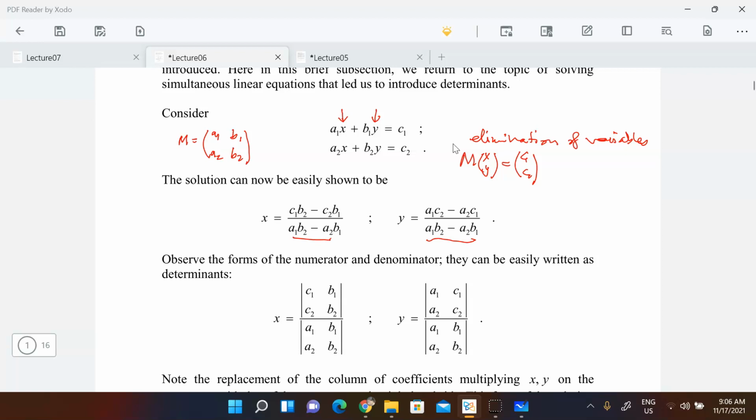But if you were to write it in a way that you just replace, for example, for the case of x, you take the first column here and replace it by c1, c2, then essentially the numerator that you have over here is just given by the determinant of that matrix, obtained by replacing the first column.